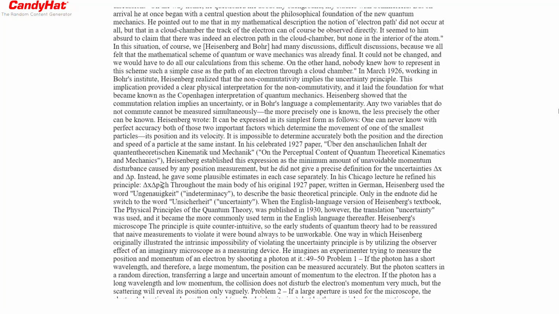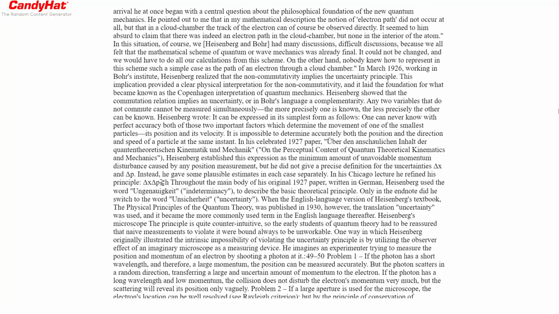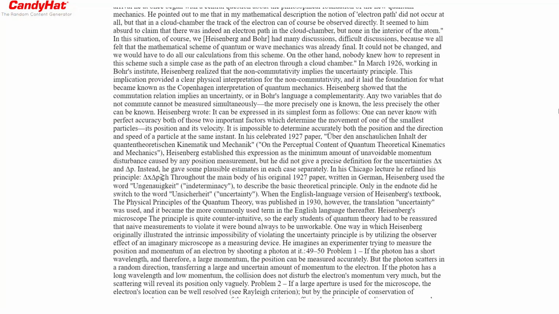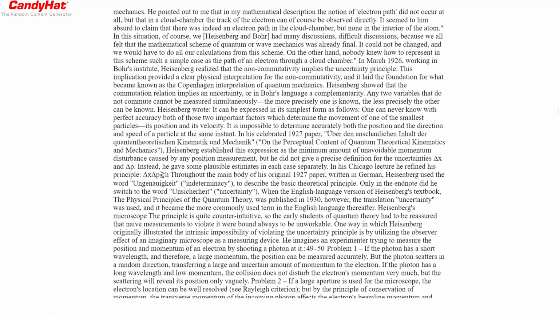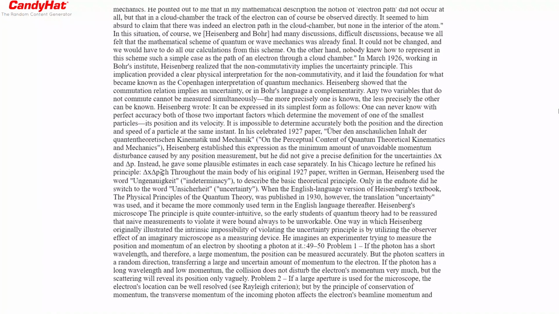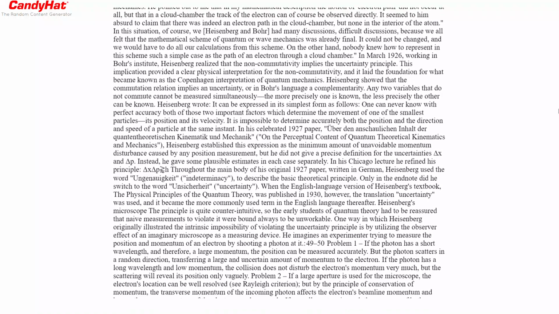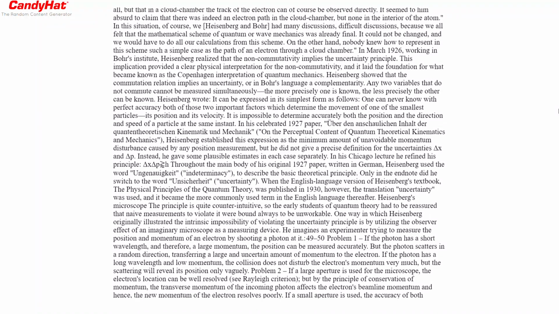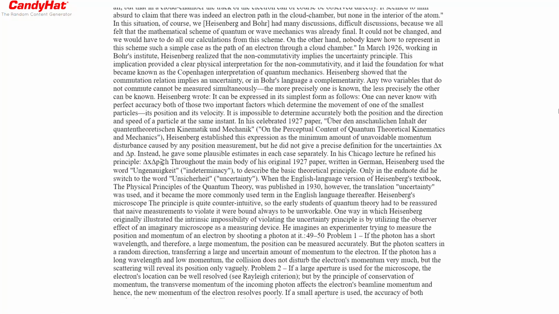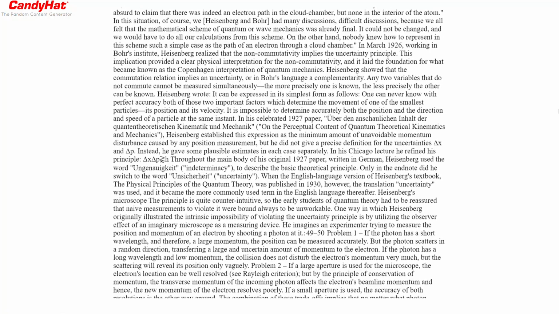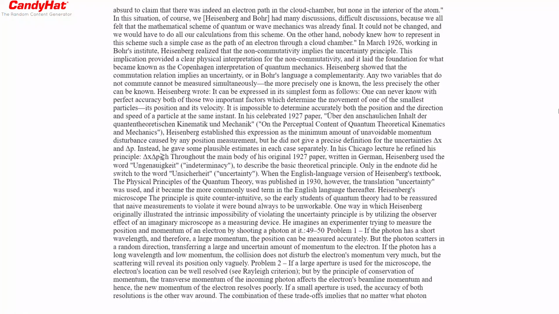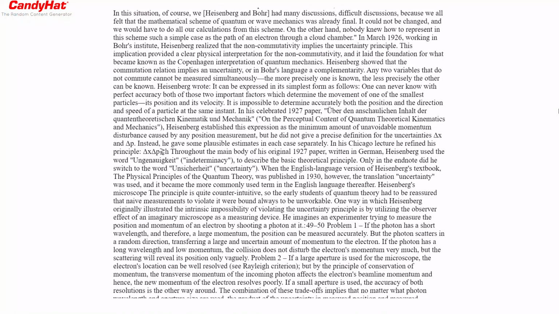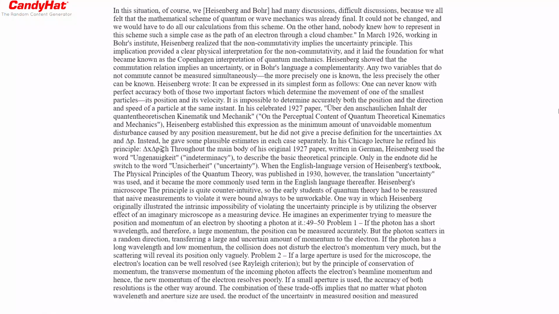Heisenberg's microscope. The principle is quite counterintuitive, so the early students of quantum theory had to be reassured that naive measurements to violate it were bound always to be unworkable. One way in which Heisenberg originally illustrated the intrinsic impossibility of violating the uncertainty principle is by utilizing the observer effect of an imaginary microscope as a measuring device. He imagines an experimenter trying to measure the position and momentum of an electron by shooting a photon at it.